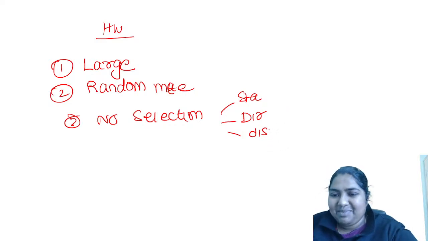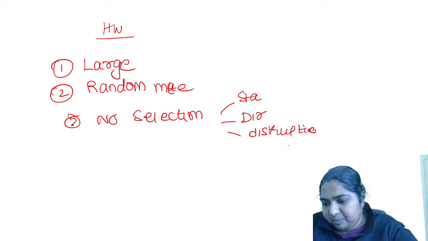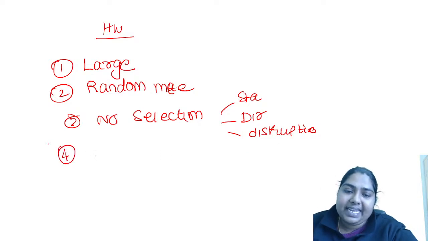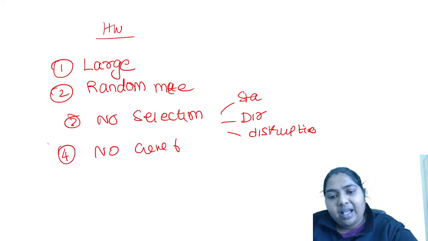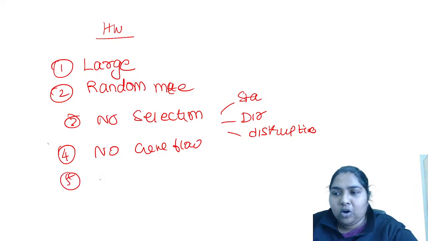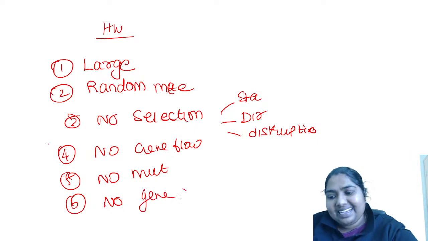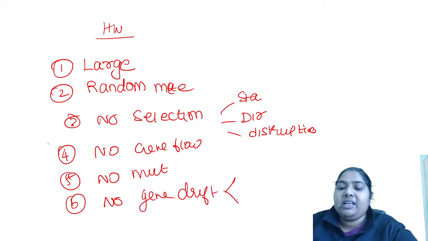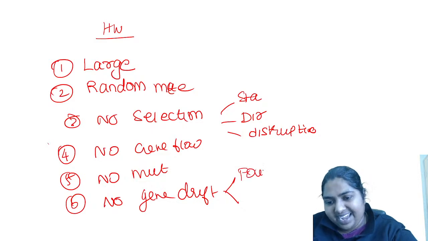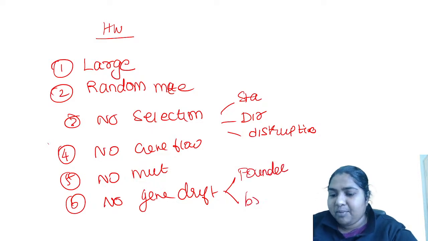Yes, absolutely Deval. So this is going to be the disruptive selection. And then there should not be any gene flow, and there should be no mutation, and no genetic drift. Under genetic drift we saw the founder effect and the bottleneck effect. So these should not be observed as far as our Hardy-Weinberg equilibrium is concerned.